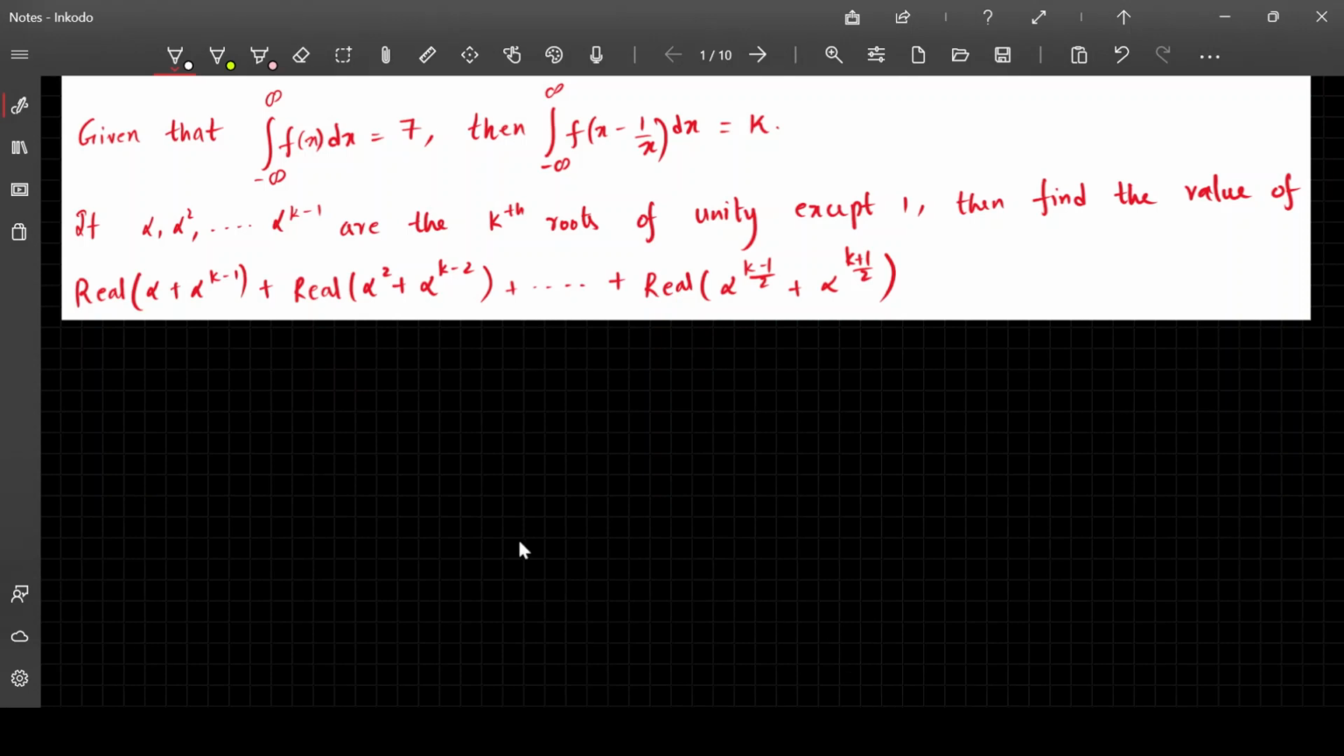Fine. So how do we proceed? Let us first write the things that are given. The integral from minus infinity to infinity of f of x dx is equal to 7. That is the given equation. The question is absolutely to find the value of k first, isn't it? Once we know the value of k, then we can proceed to all this stuff. So first of all, we need to find the value of k. The integral from minus infinity to infinity of f of x minus 1 by x dx is equal to k. So these are the things given to us.